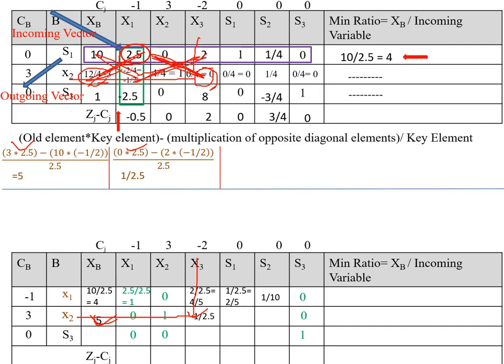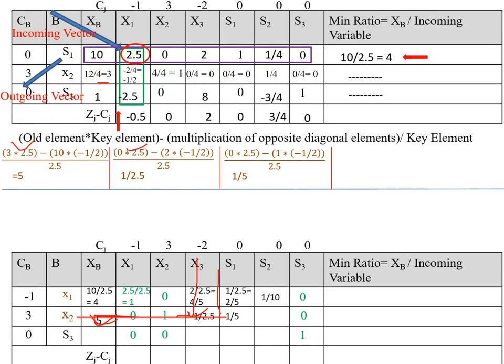And next element is the x2 and s1. So x2 and s1 value is the 0. So we have to identify the key element is the 2.5 and opposite diagonal elements are the 1 and minus 1 by 2. So here we have to enter these values 0 into 2.5 minus 1 into minus 1 by 2, divided by 2.5. So we will get the value is the 1 by 5. So enter the 1 by 5 here. One minute, we have to erase these values.